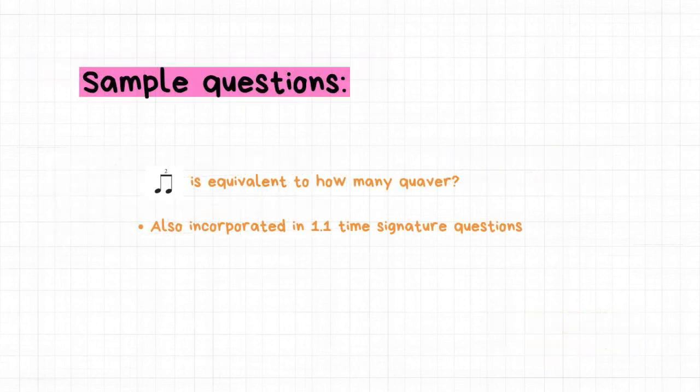Here are some sample questions. The duplet of 2 quavers is equivalent to how many quavers? And it is also incorporated in the 1.1 time signature questions.